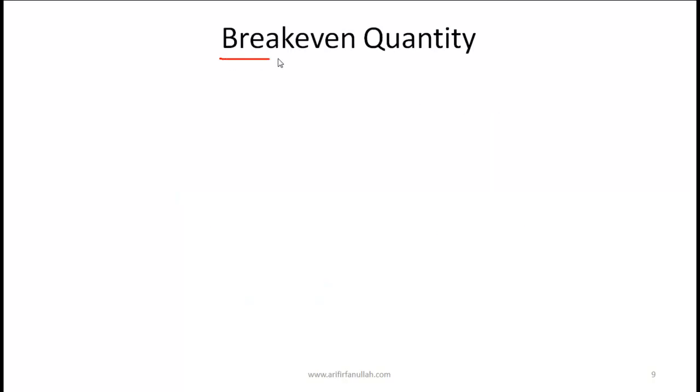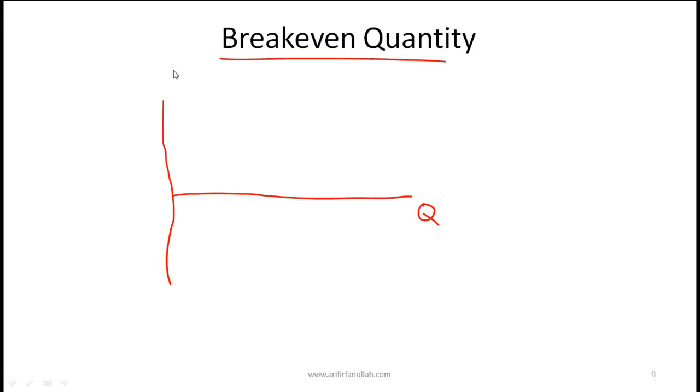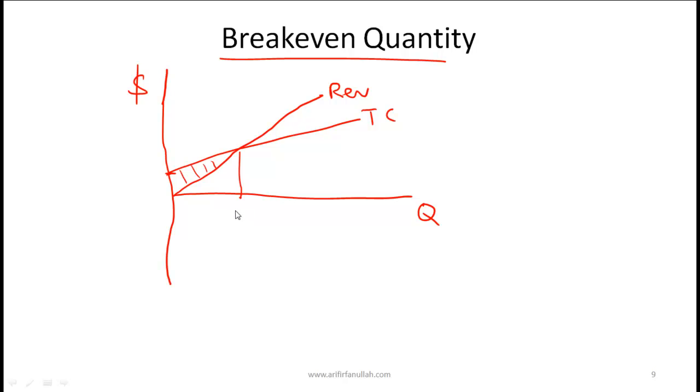Break-even quantity, most people should be familiar with this. The idea is fairly straightforward. So let's say that this is your quantity and this is the dollar amount. For any firm, as it's selling more quantity, this is the total revenue line. So the more we sell, the more money we make. And let's say that this is the total cost line. So total revenue, total cost, and this is the break-even point.